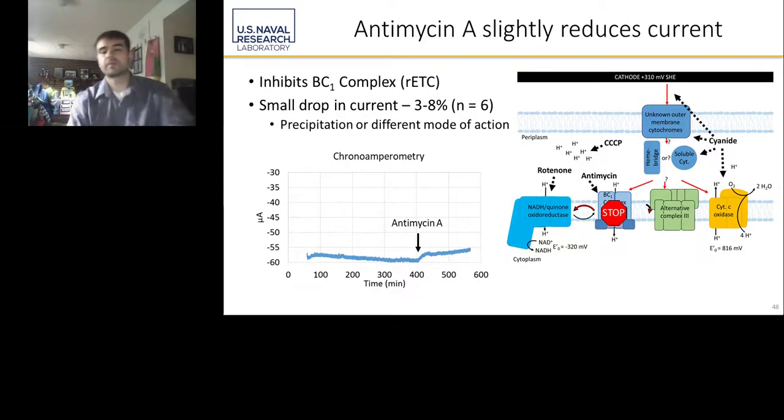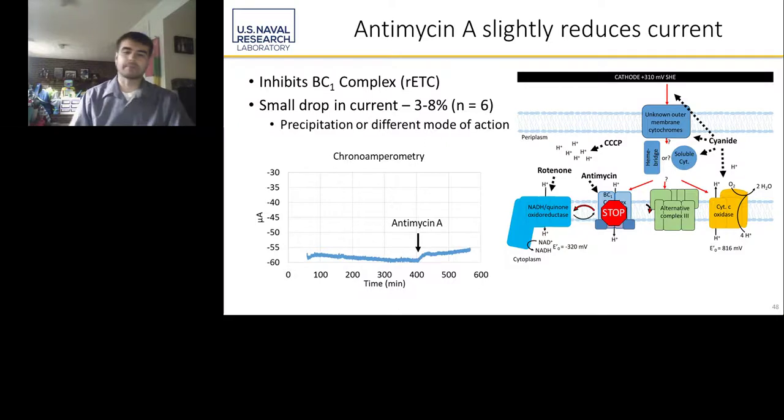So then we're moving on and looking at a few other inhibitors. Instead of just inhibiting the proton motive force, we wanted to inhibit the specific complexes. The first of the reverse electron transfer inhibitors that we looked at was Antimycin A. What this should do is inhibit the BC1 complex. And what we see here is a much smaller drop in the current.